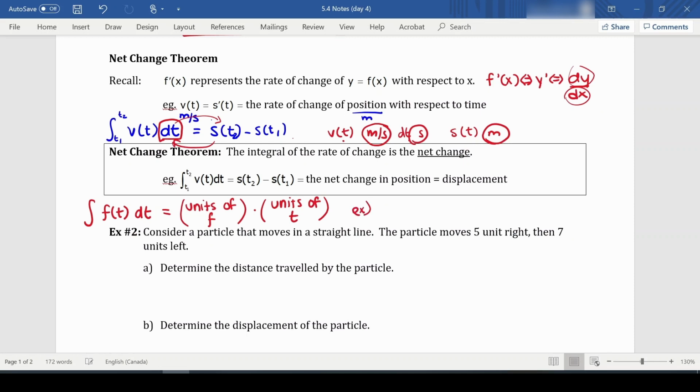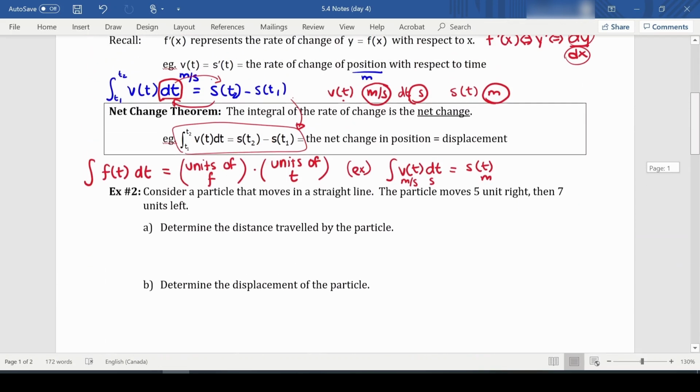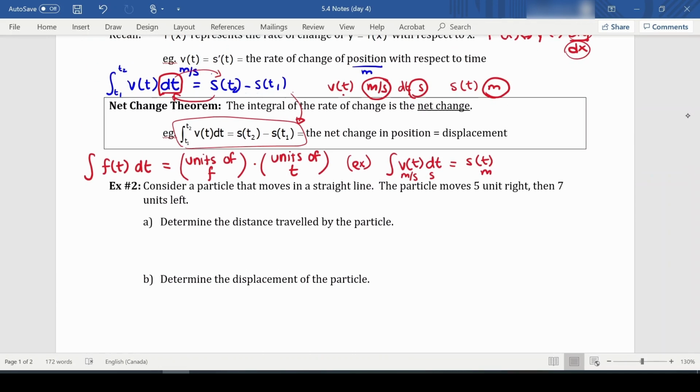So our example was, if I integrate velocity with respect to time, and this is in meters per second and this is in seconds, then we're going to get a position function in meters. So that is our net change theorem right here. That would be your net change in position, or your displacement.